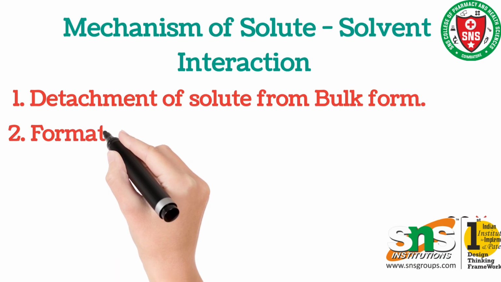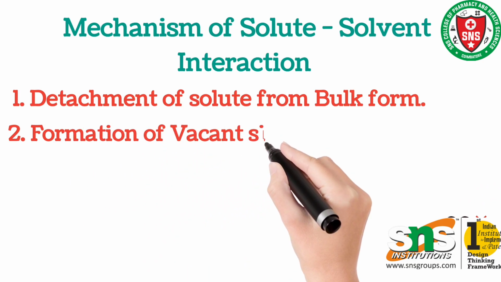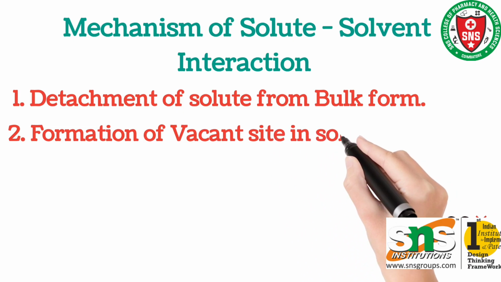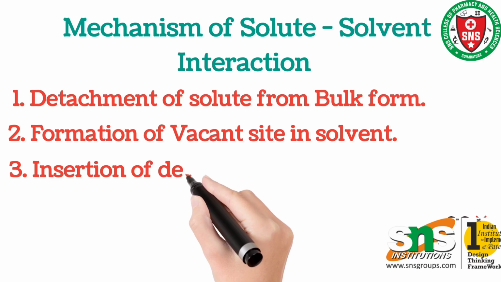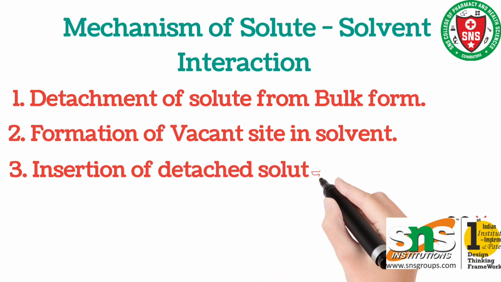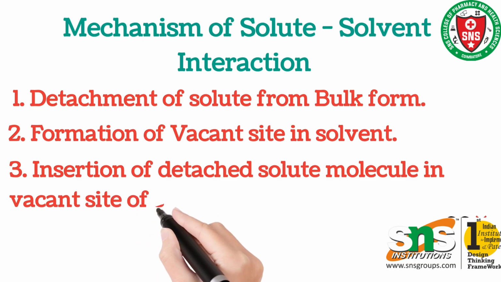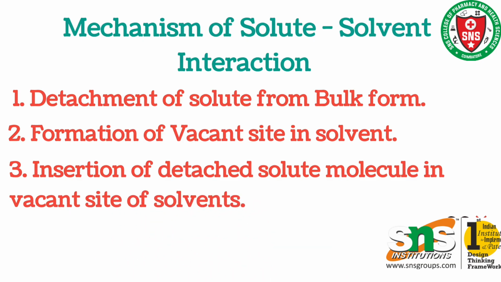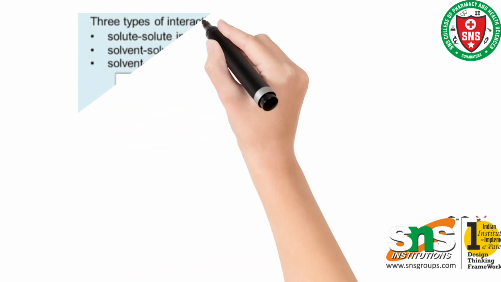Now I'm coming to the mechanism of solute solvent interaction. We have only 3 steps: detachment of solute from bulk form, formation of vacant site in solvent, and insertion of the detached solute molecule in the vacant site of the solvent. In the first step, from the bulk form of the solute, one molecule may detach, and this is further used in the solute solvent interaction.